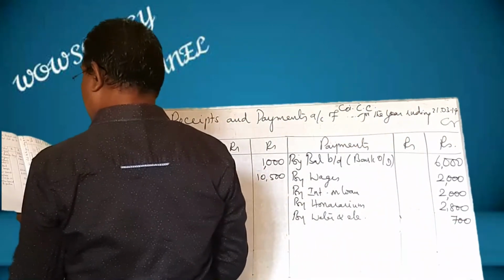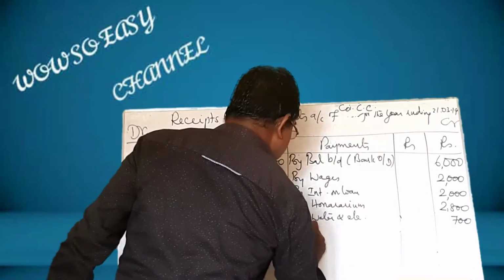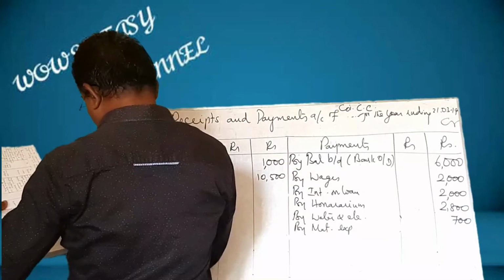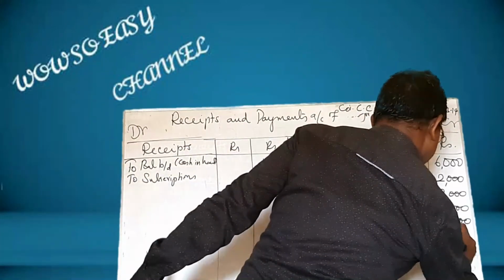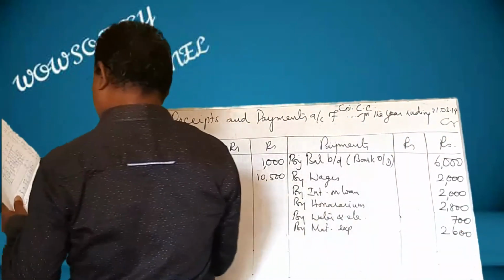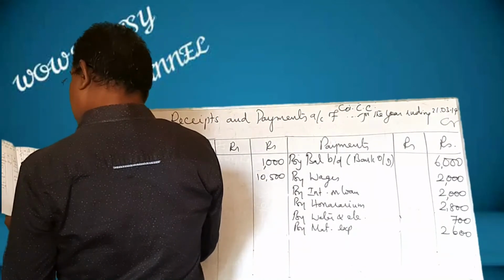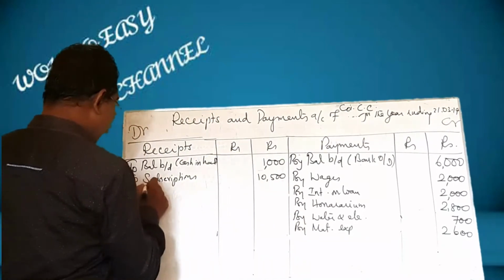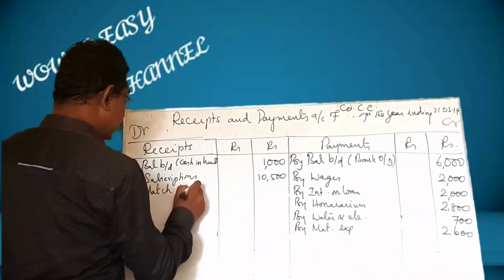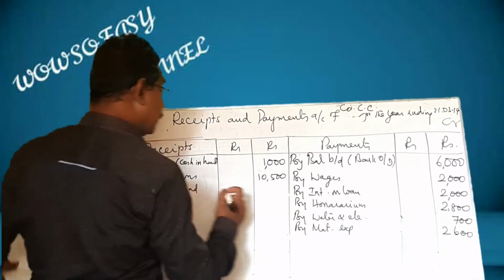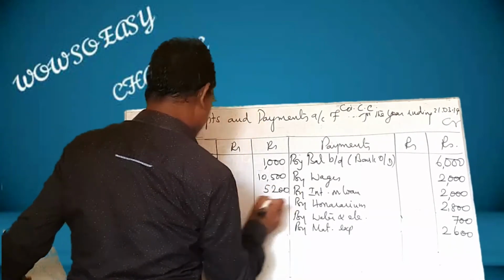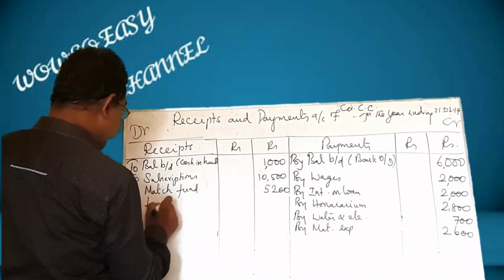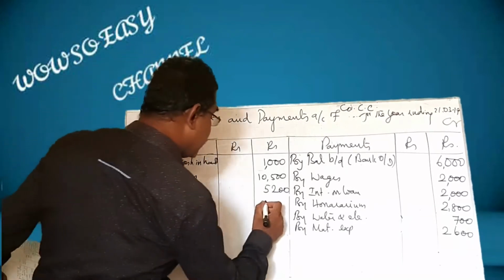And match expenses 2,000 by match expenses. What is that amount? 2,600. And match fund receipts 5,200 to match fund. What is that amount? 5,200. And legacies received to legacies 2,000.